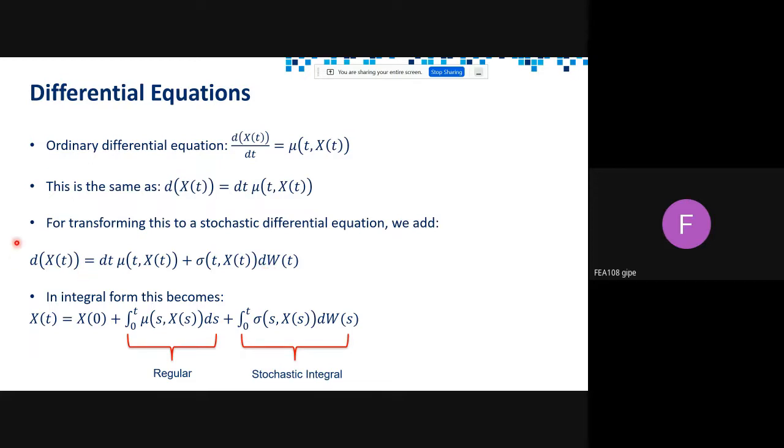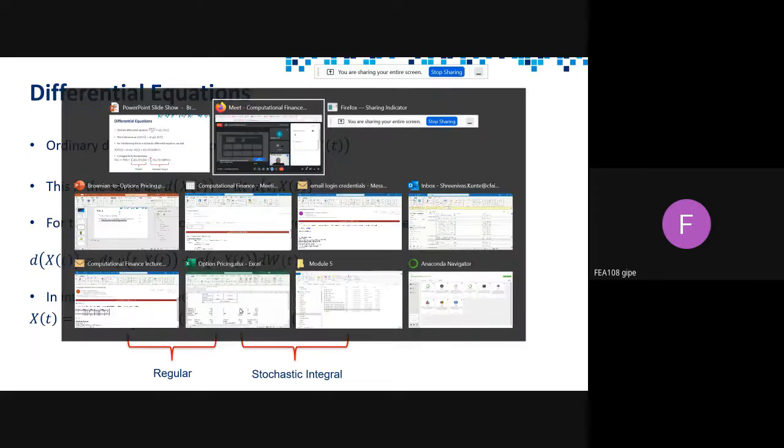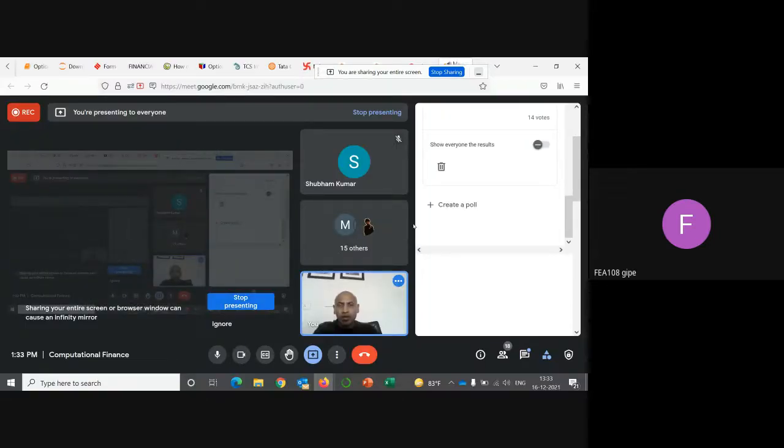Okay. And if we integrate this, how do we integrate it? Simple integral over here, integral over here. In integral form, because we are integrating from x is equal to 0 to x is equal to t, x of t is equal to x of 0, the beginning value, plus a standard calculus integral from 0 to t of mu of s of x of s ds. I'm just changing t to s. And this is the stochastic integral. Same thing, I'm taking this term and integrating it. So you're comfortable with this? Nothing fancy, right? Neil, Shubham, nothing fancy, are you?